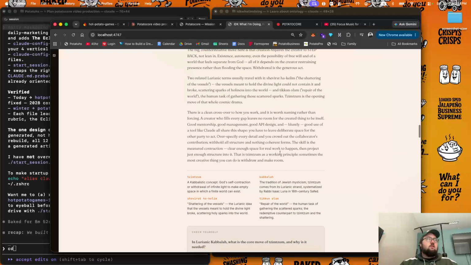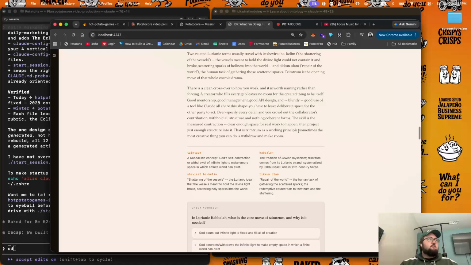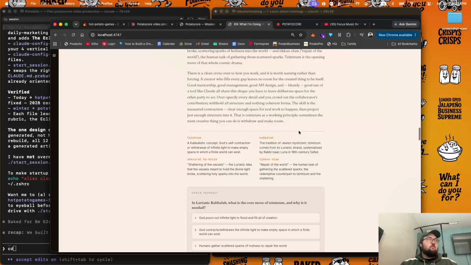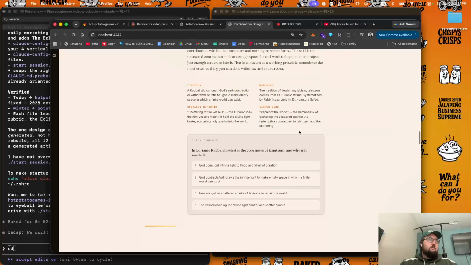All right, there's a clean crossover to how you work, and it is worth naming. Okay, the skill is measured construction, clear enough. The project then just enough structure. This is Zimzum as a working principle. Sometimes the most creative thing you can do is withdraw and make room. That could be like setting up an automation, a loop, and then praying while it does its thing, and then you can reflect and quality assure it after the fact.